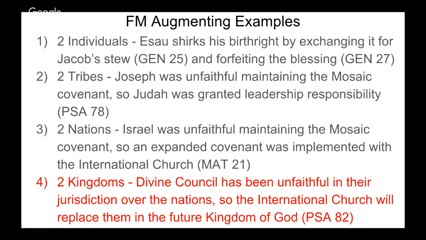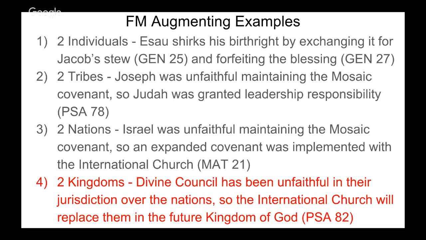So remember, Judah being that Christ comes from that line of Judah, so it would be the international church and... right. So you're on the right track there.